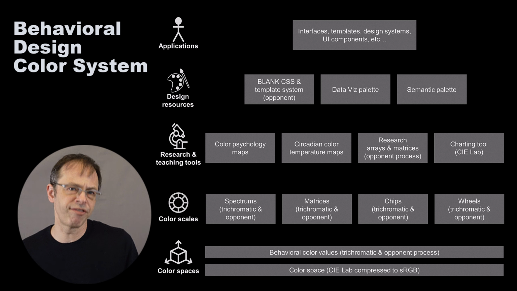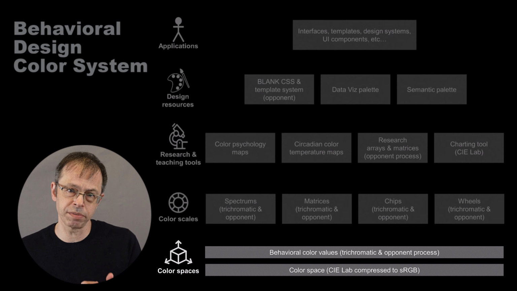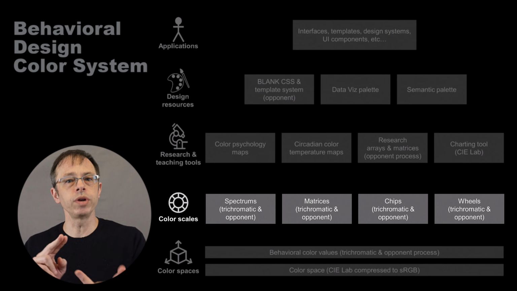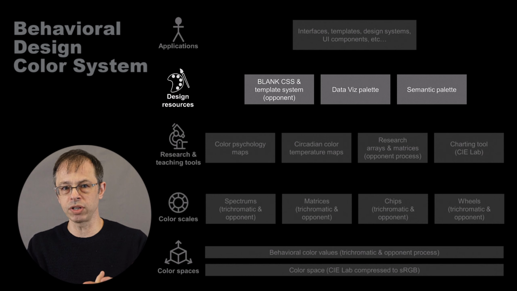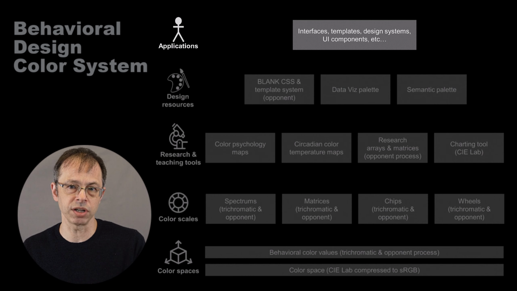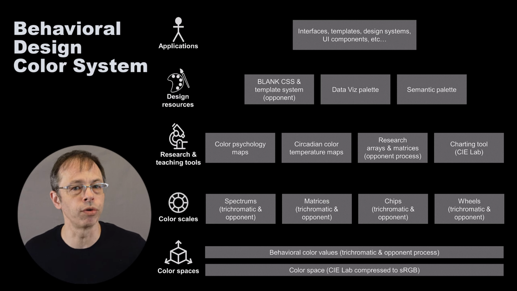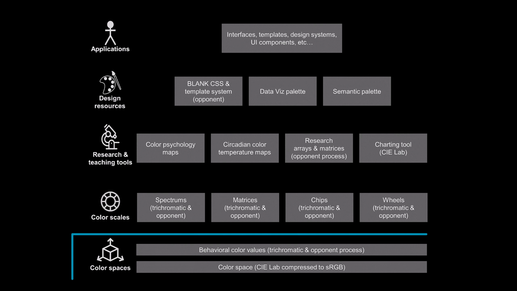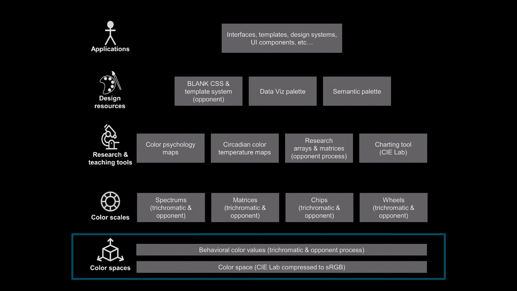It's comprised of 5 main components. So color spaces, color scales, research and teaching tools, design resources, and practical applications. And what I'll do next is I'm going to go through each of those in detail. We're going to start off with number 1, color spaces.